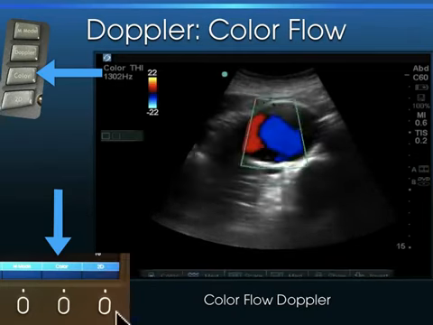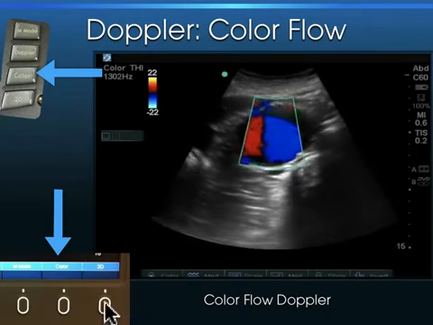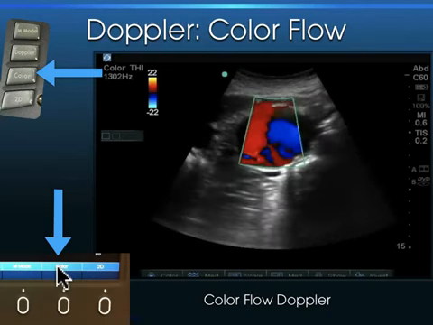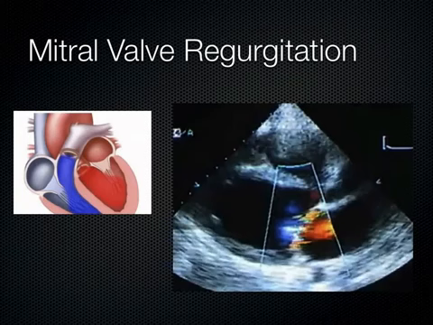And the way we activate this flow, we come down here after we hit mode. Here are the different modes. Well, there's 2D, which is just straight up brightness mode. There's color, which is what we're seeing here. So you're going to activate that color, and then you're going to see this gate, this color box pop up on the screen, and you're going to place that over the valve.